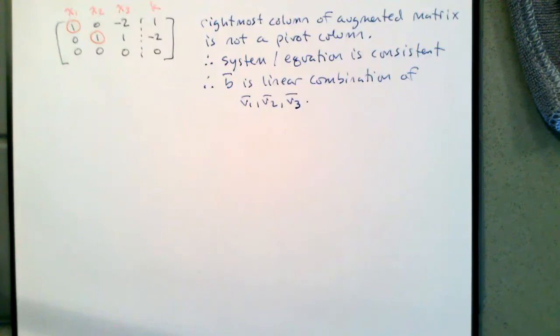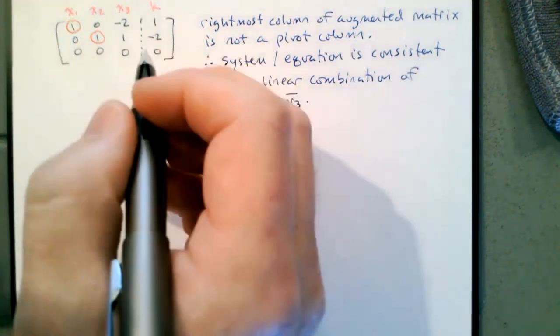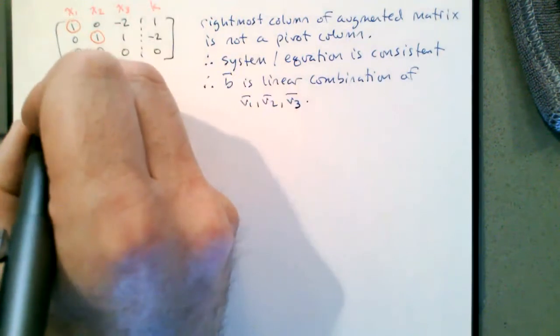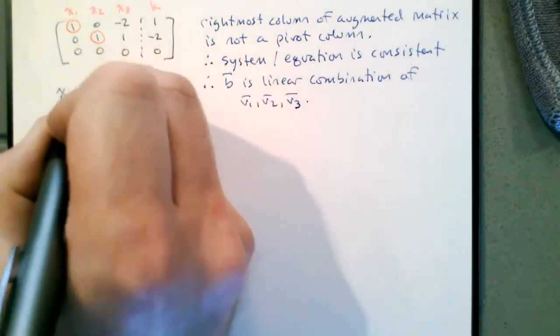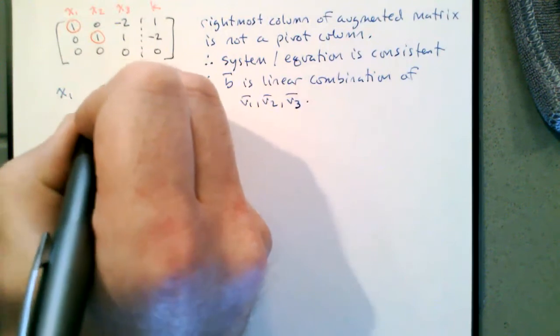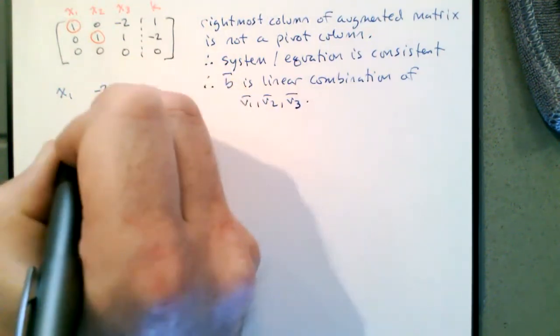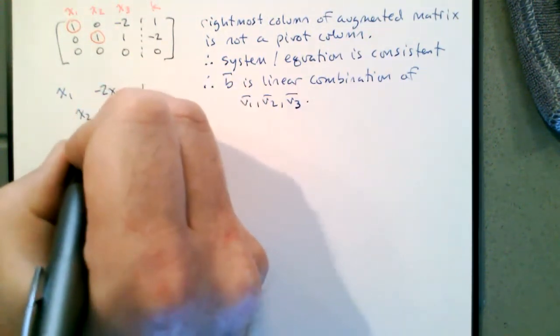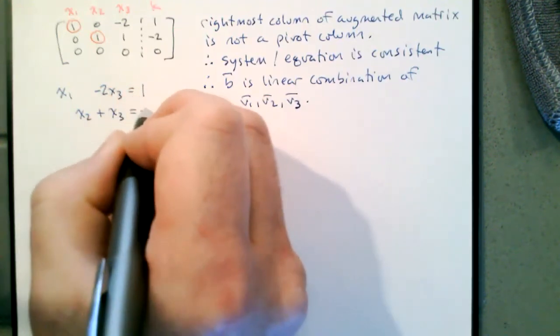So x1 and x2 are going to be basic variables, and x3 is going to be the free variable. We have one free variable. So we had a consistent system with infinitely many solutions because we had a free variable. So let's write down the equations. The first row says x1 minus 2x3 is equal to 1. And the second row says x2 plus x3 is equal to -2.